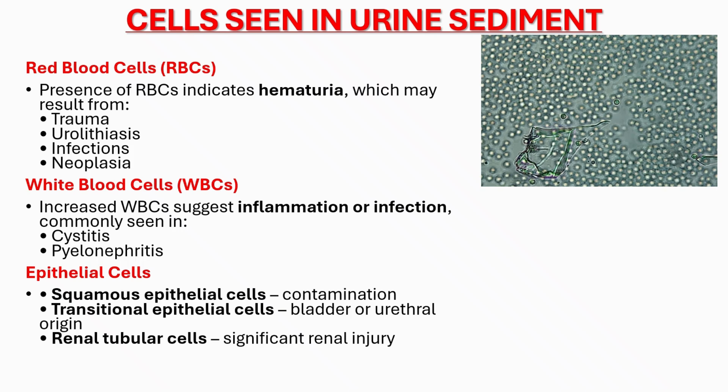The number and morphology of the red blood cells can help localize the source of bleeding. So how will the RBC look? The RBC will have a translucent, uniform appearance like this. These all are RBCs.